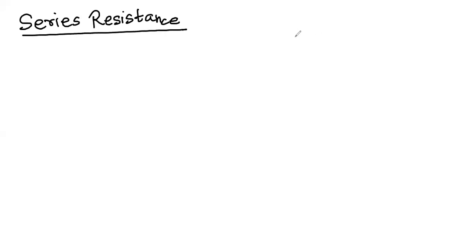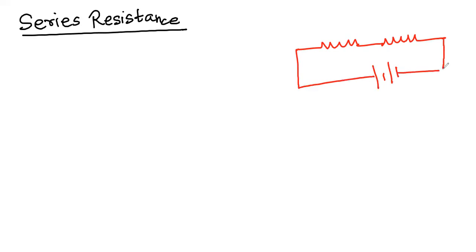Right. Now let us look at series resistance and parallel resistance. Series resistance. For that, we need to consider two resistors. You can consider even three as well, but I want to take only two resistors over here. They are connected in series across the DC supply. So this is V, R1, R2.